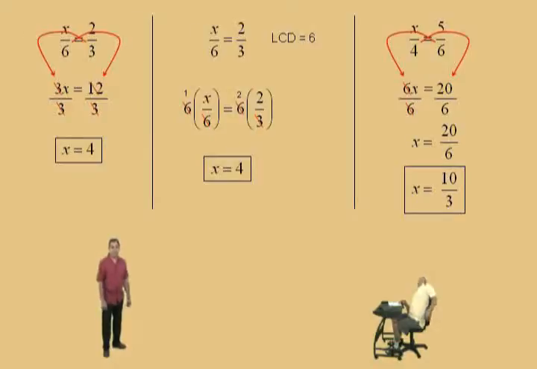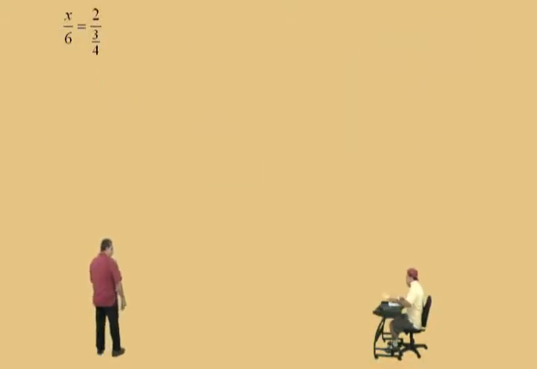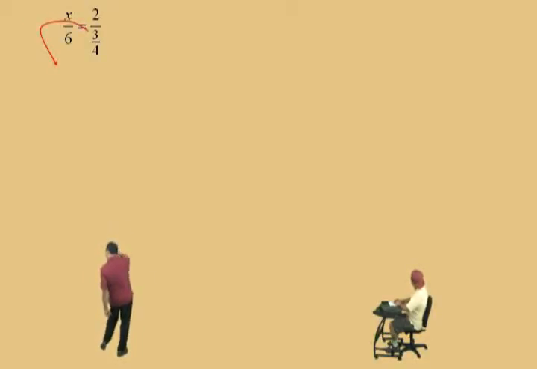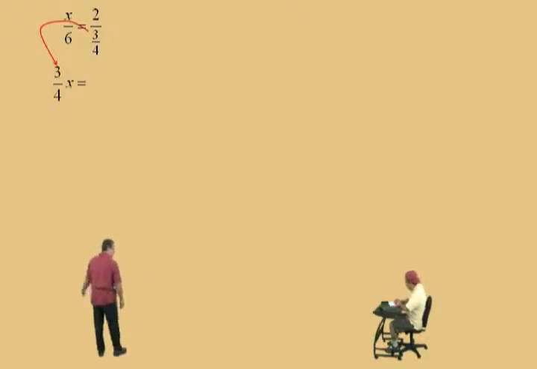All right. Let's do some more. Here we go, Charlie. Now, don't get scared. Here we have x over 6 equals 2 over 3/4. Ooh, we got a complex fraction on the right-hand side, but that's okay. We're going to use our cross multiplication technique, right? So what do we get on the left-hand side, Charlie? 3/4 times x. 3/4 times x, and on the right-hand side, 12. Very nice there, Charlie. It's 12, but we're going to write 12 as a fraction.